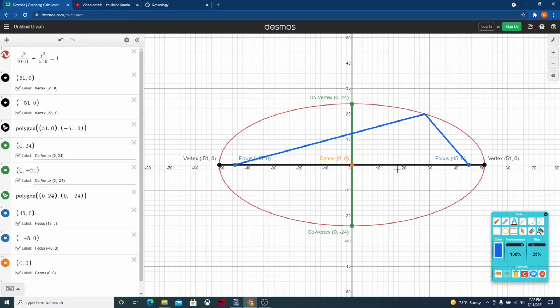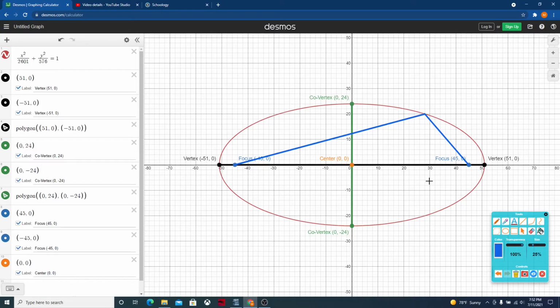In other words, what happens here is that the distance from the focus to the ellipse. Okay, so I'm sorry. Let me restate this. The distance from one focus to the point on the ellipse plus the distance from the point on the ellipse to the other focus. Those distances add up to the same number that we got when we drew the line from the focus up to the co-vertex and from the co-vertex over to the other focus.